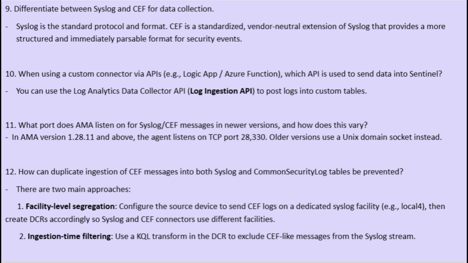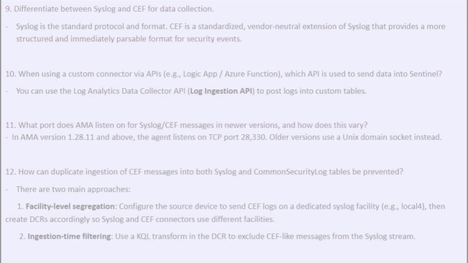How can duplicate ingestion of CEF messages into both syslog and common security log tables be prevented? There are two main approaches. 1. Facility-level segregation. Configure the source device to send CEF logs on a dedicated syslog facility, for example, local 4, then create DCRs accordingly so syslog and CEF connectors use different facilities. 2. Ingestion time filtering. Use a KQL transform in the DCR to exclude CEF-like messages from the syslog stream.